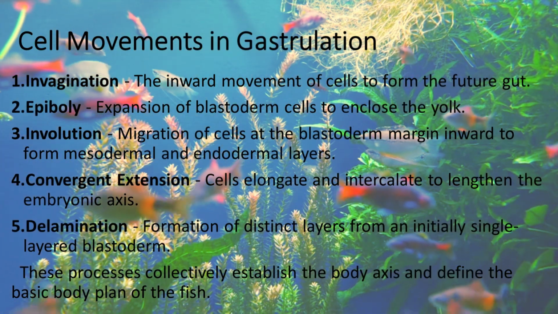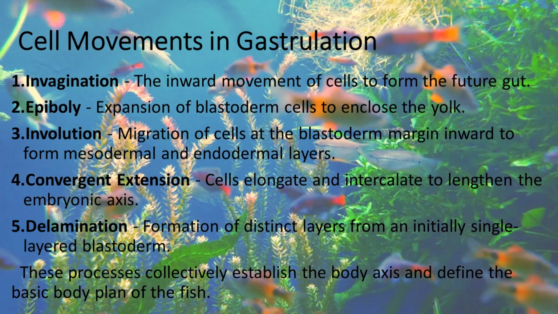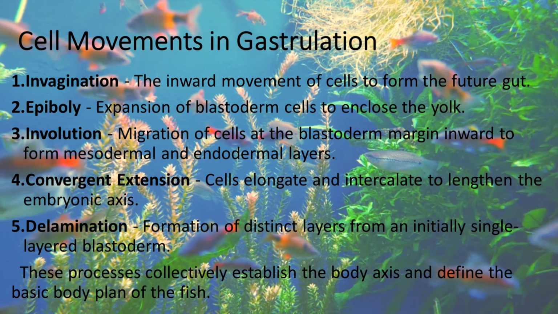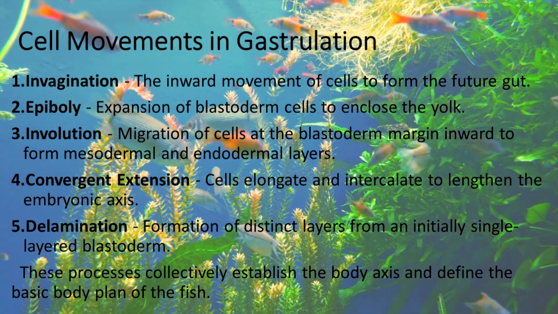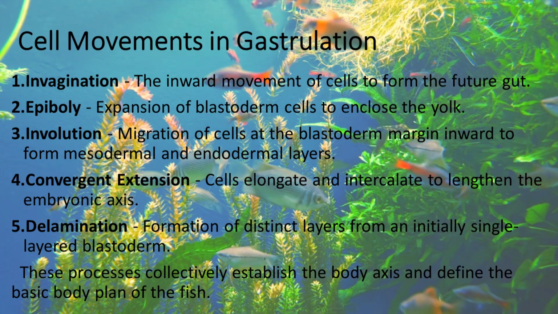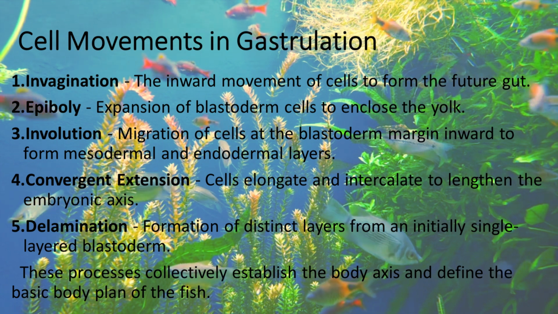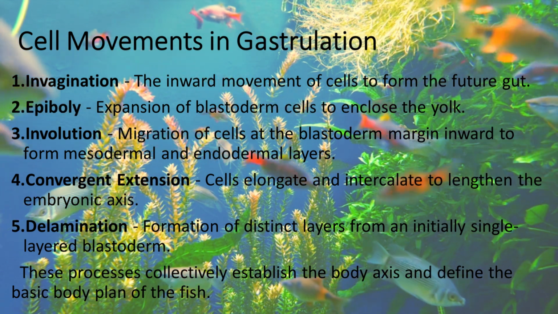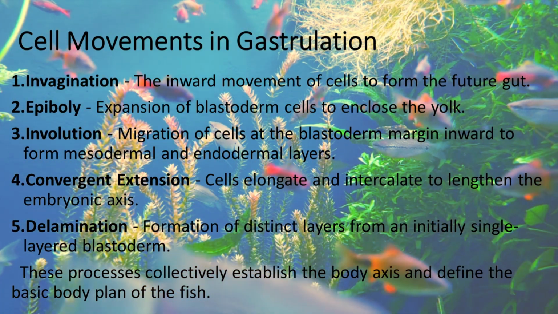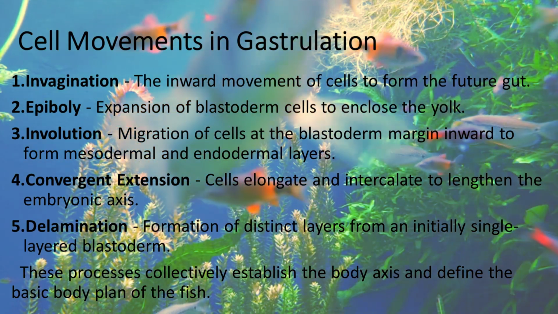Invagination. The inward movement of cells to form the future gut. Epiboly. Expansion of blastoderm cells to enclose the yolk. Involution. Migration of cells at the blastoderm margin inward to form mesodermal and endodermal layers. Convergent extension. Cells elongate and intercalate to lengthen the embryonic axis. Delamination. Formation of distinct layers from an initially single-layered blastoderm. These processes collectively establish the body axis and define the basic body plan of the fish.